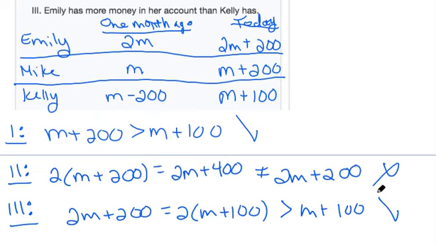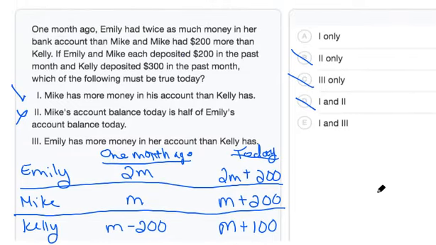Now if we scroll back up, we need to find the answer choice where statement 3 would be true, and that would be answer choice E. Both statements 1 and 3 are true, and we can eliminate answer choice A.